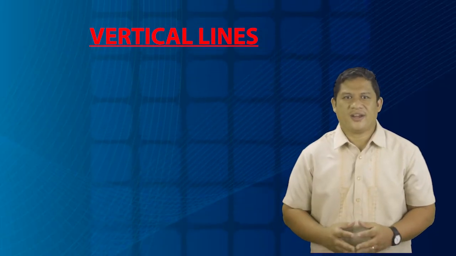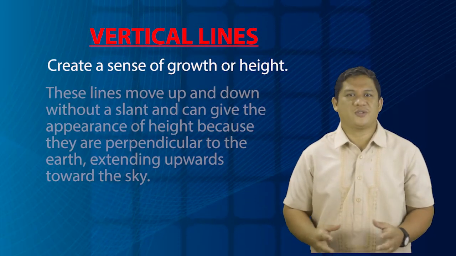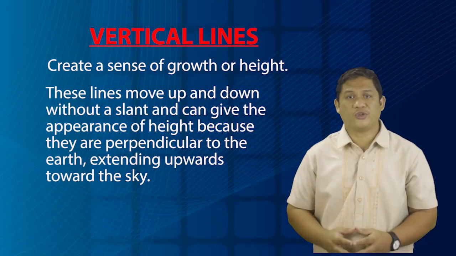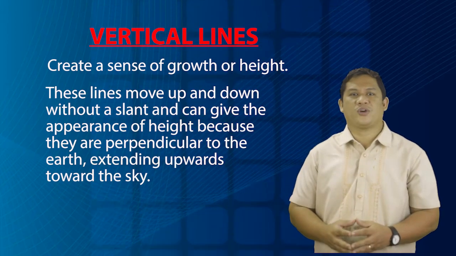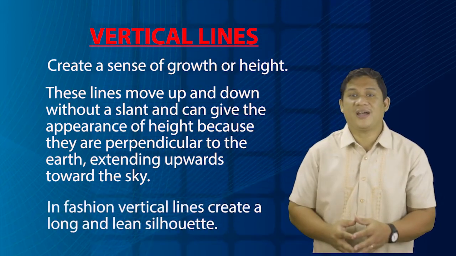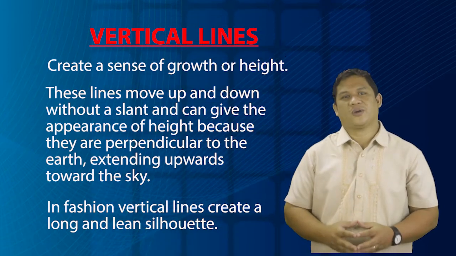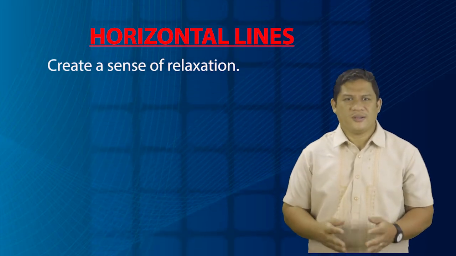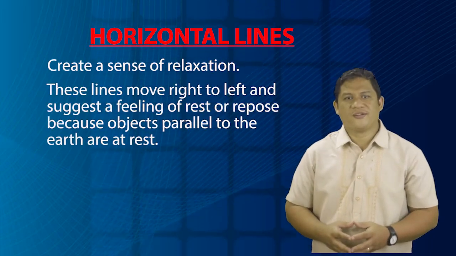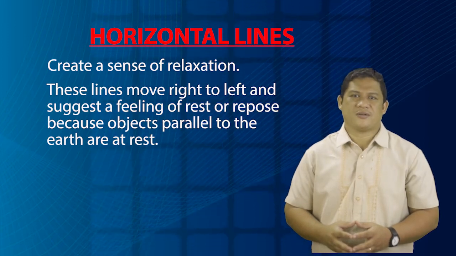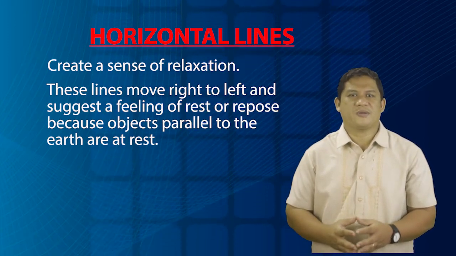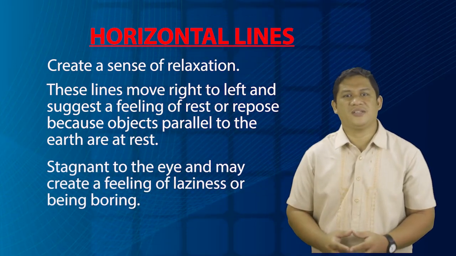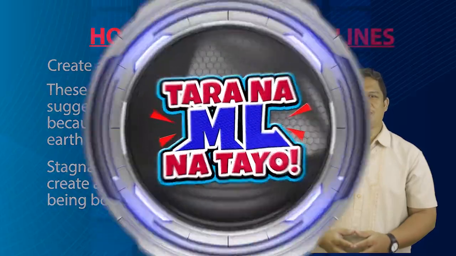Vertical lines create a sense of growth and height. These lines move up and down without a slant and can give the appearance of height because they are perpendicular to the earth, extending upwards towards the sky. In fashion, vertical lines create a long and lean silhouette. Horizontal lines create a sense of relaxation. These lines move right to left and suggest a feeling of rest or repose because objects parallel to the earth are at rest, stagnant to the eye, and may create a feeling of laziness or being boring.